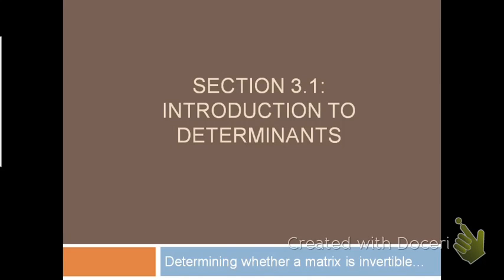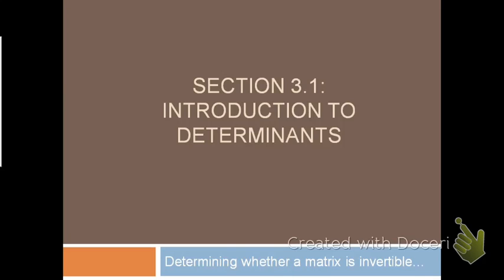Section 3.1. In this section, we're going to look at determinants. If you recall in our last section, we've heard this term determinant before, and we used this to determine whether a matrix was invertible or not. We saw that when the determinant was equal to 0, the matrix did not have an inverse. So how can we find out the determinant of any size matrix?